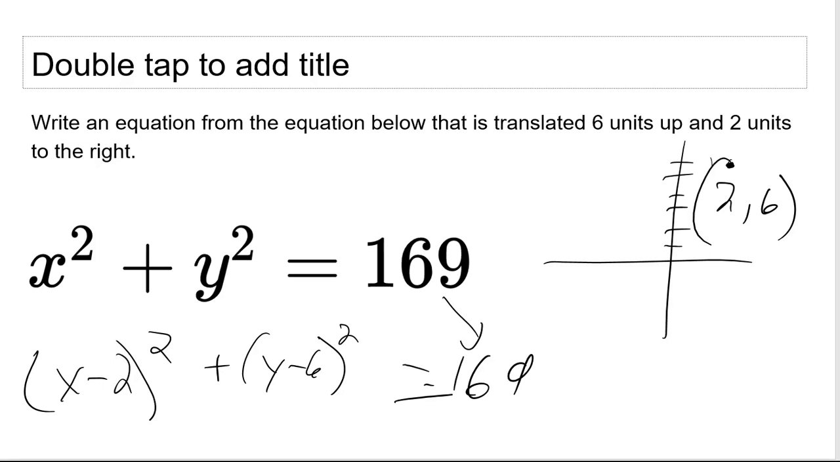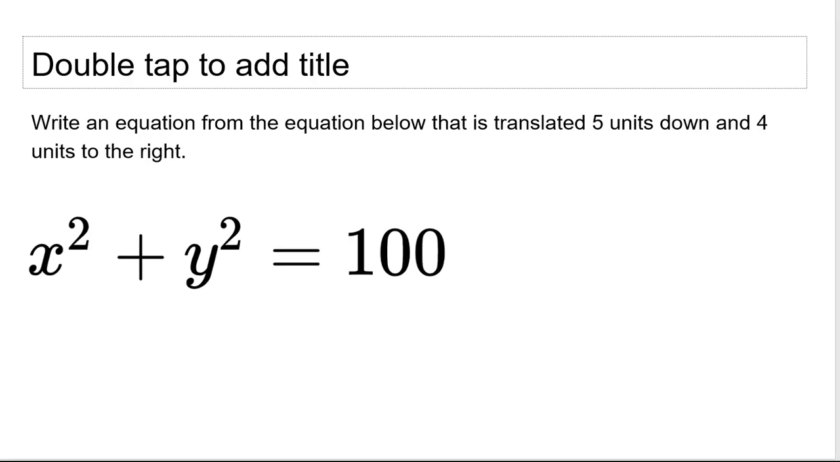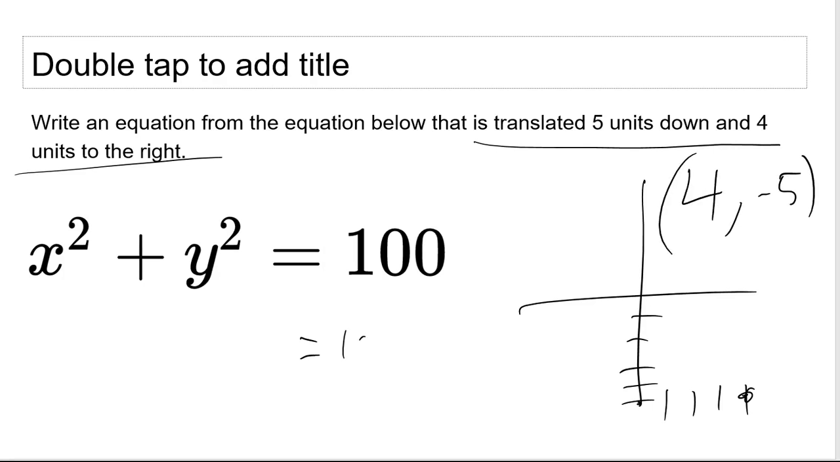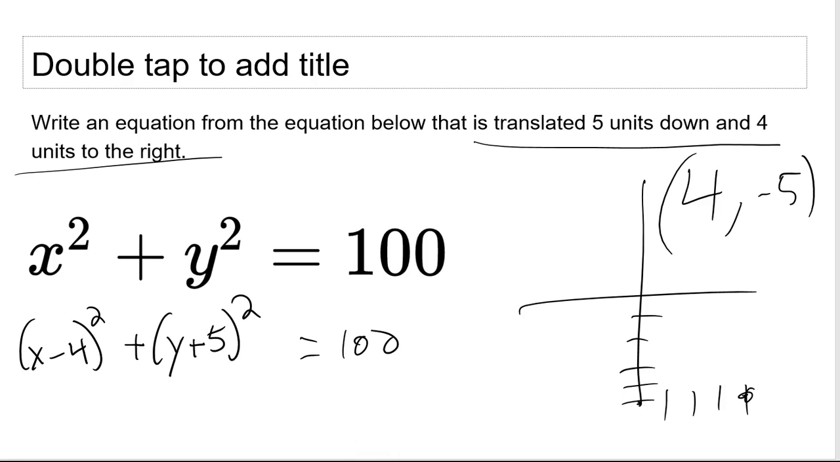As simple as that. Alright, so write a new equation that's translated 5 units down and 4 units to the right. If I were to graph this, 1, 2, 3, 4, 5 down here, 1, 2, 3, 4 over, that means my point would be 4, -5. It's still equal to 100. So now we're going to do x minus 4 squared, plus y plus 5 squared, and it's still equal to 100. And there we go.